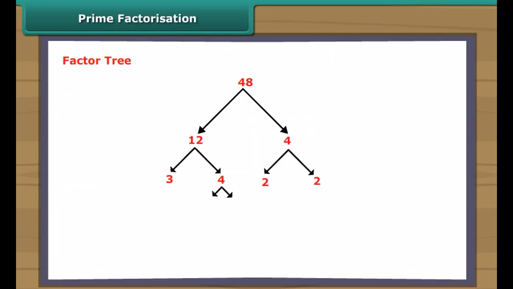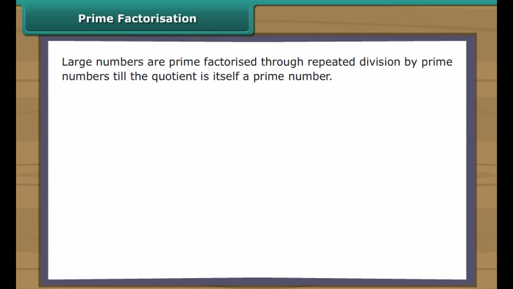Let us prime factorize 430 by division method. First, we divide 430 by the prime factor 2. Next, we divide the quotient 215 by the prime factor 5 to get the quotient 43. Since 43 is a prime factor, divide by 43 to get the quotient 1. Express 430 as a product of its prime factors.